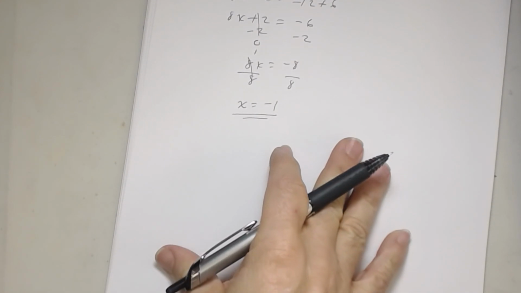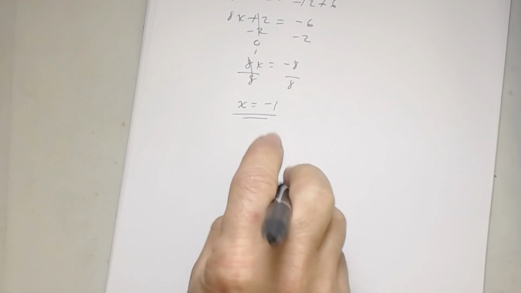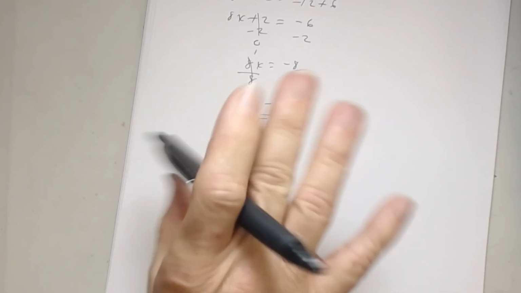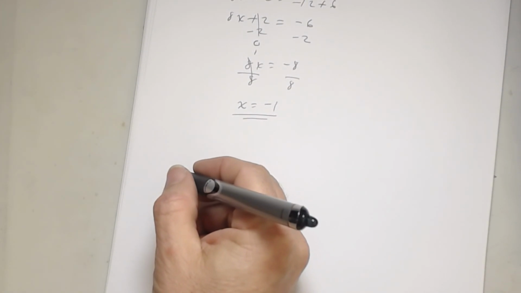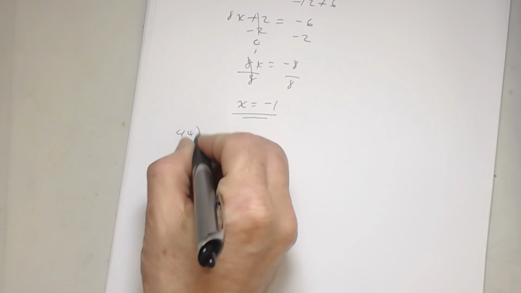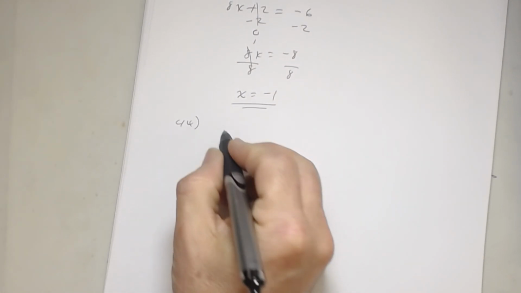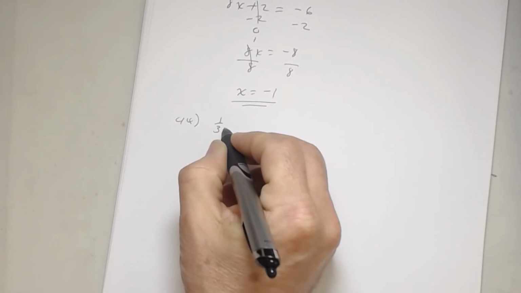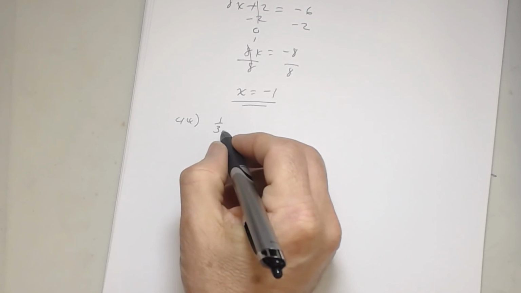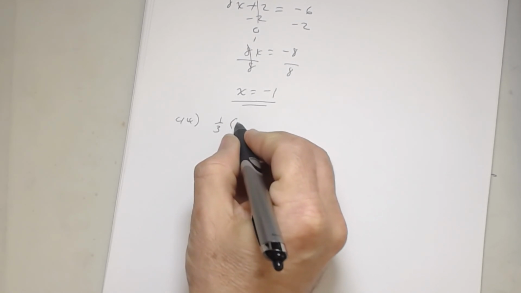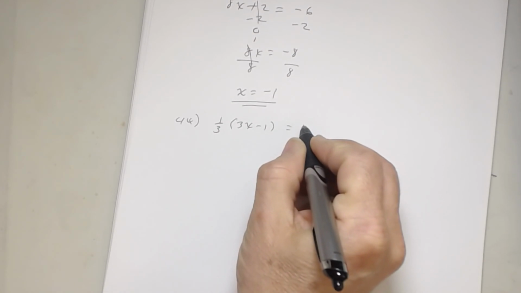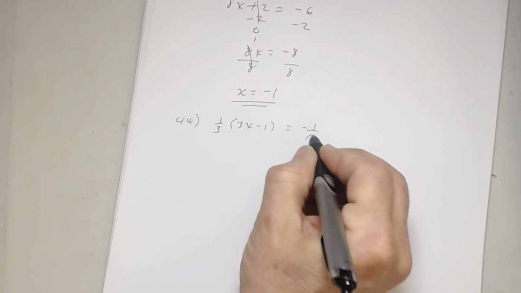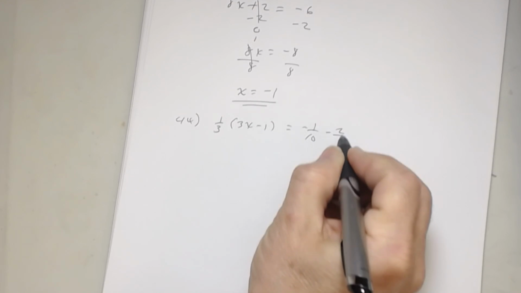Yep. All right, let's look at number 44. Now, that one may be a little bit challenging for some of you because it has a fraction in it. So 1/3 times 3x minus 1 equals negative 1/10 minus 2/10.